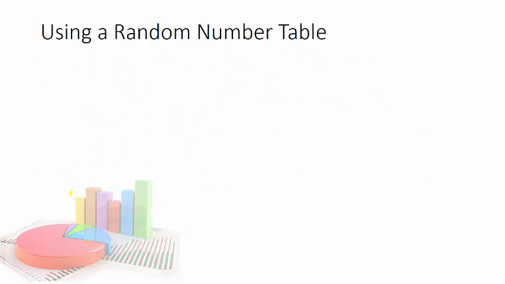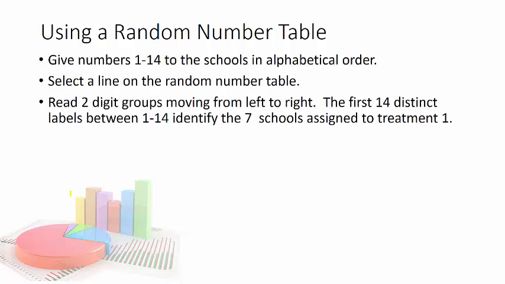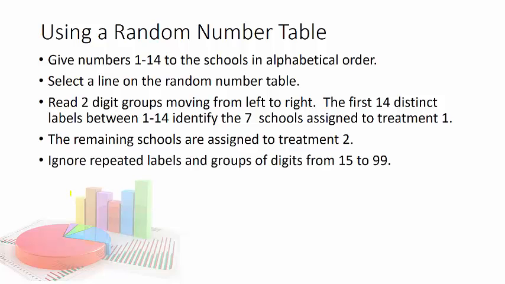With a random number table, it gets a little bit tricky. One, you could give numbers 1 to 14 to the schools in alphabetical order, and then select a line on the random number table. You could do this randomly. Read 2 digits from left to right. The first 7 distinct numbers from 1 to 14 identify the 7 schools assigned to treatment 1. And the remaining schools will be assigned to treatment 2. You want to ignore repeated labels and groups of digits from 15 to 99.